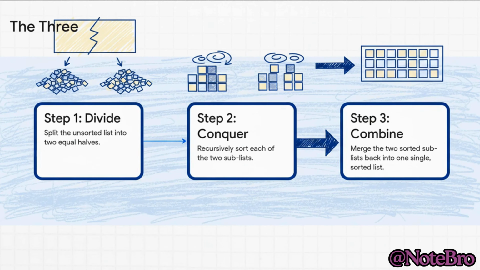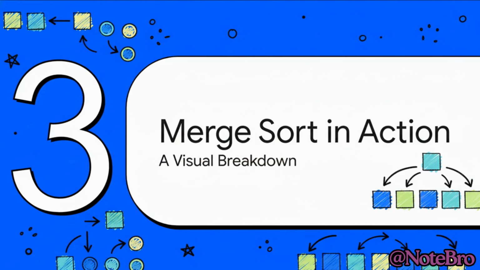So this whole process boils down to 3 simple steps. Step 1, divide. You split the unsorted list into 2 equal halves. Step 2, conquer. You recursively sort each of those smaller lists. And step 3, combine. You merge the 2 sorted sublists back into one single sorted list. That's it. Divide, conquer, combine.